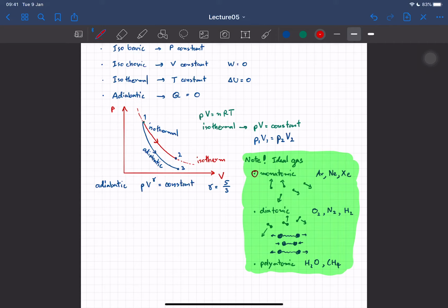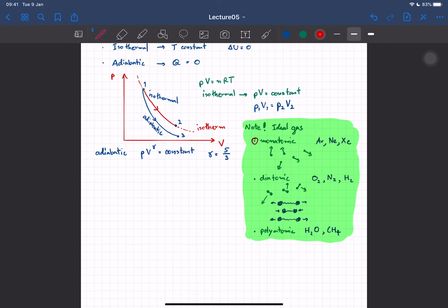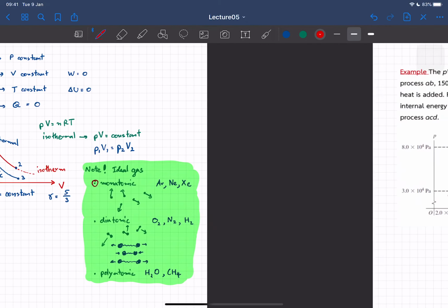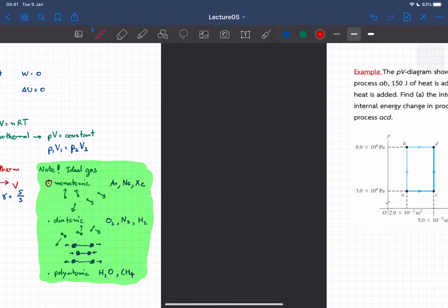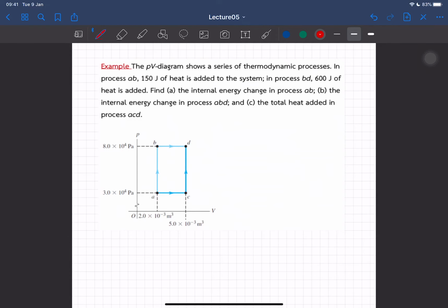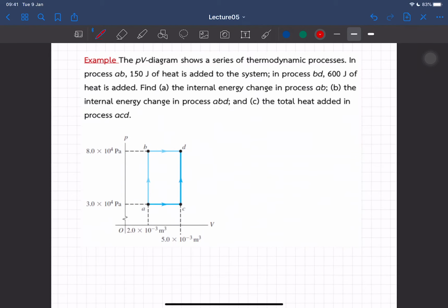As a prelude to the topic that we're going to talk about today, we're going to do a quick problem, okay, just to make sure everyone is on the same page. And then we're going to start talking about the heat engine today. Okay, so I have a very simple problem here, which is a PV diagram. And we are trying to reach point B starting from point A.